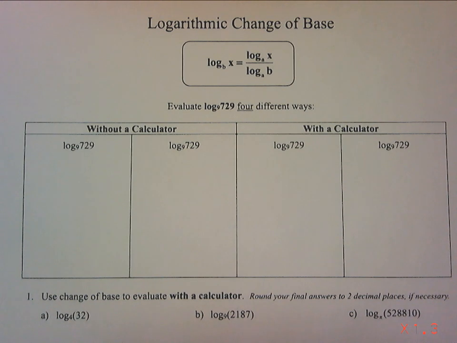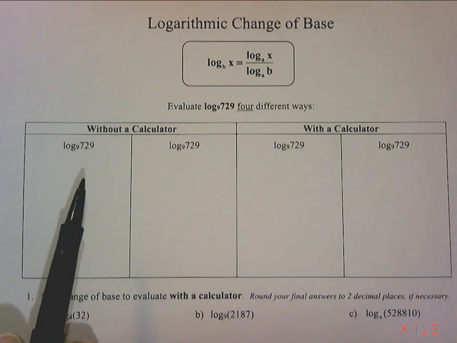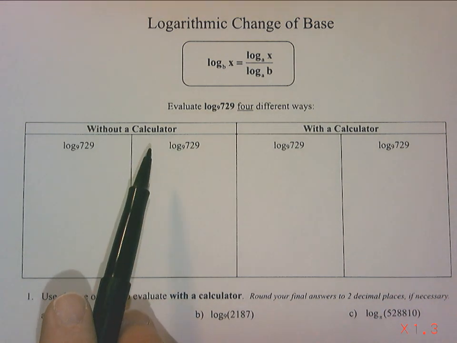And we're going to start by evaluating log base 9 of 729 4 different ways. So one of them is just exactly how we normally do logs, and then the other three will be using our change of base formula. So we're going to start with just log base 9 of 729 without a calculator.